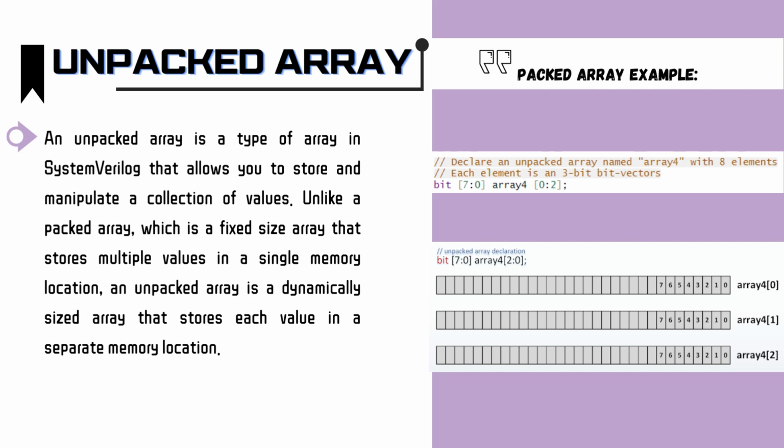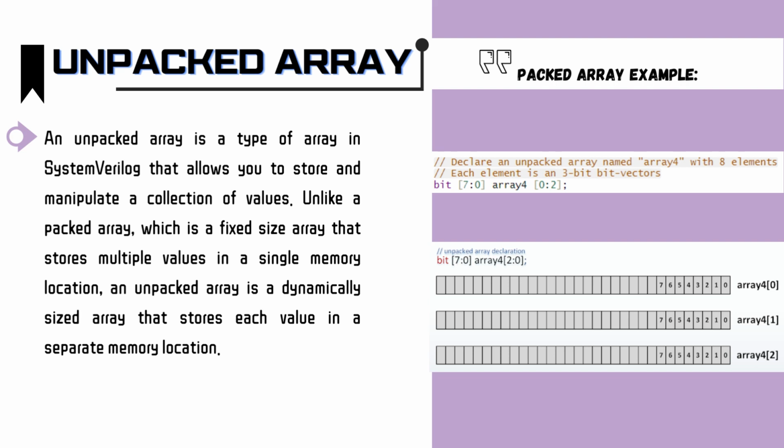The syntax for declaring an unpacked array in SystemVerilog includes the data type, the name of the array, and the range of indexes that the array can hold. In this code, the data type is bit 0 down to 2, which specifies a 3-bit bit vector. The name of the array is array4, and the range of indexes is 7 down to 0, which means the array can hold 8 elements with indexes 0, 1, 2, 3, 4, 5, 6, and 7.